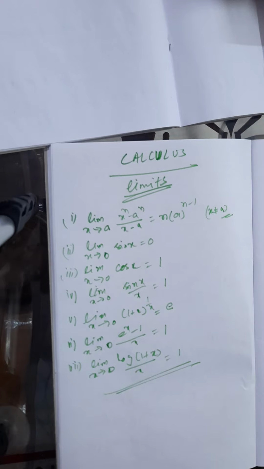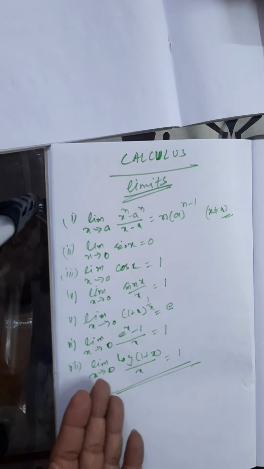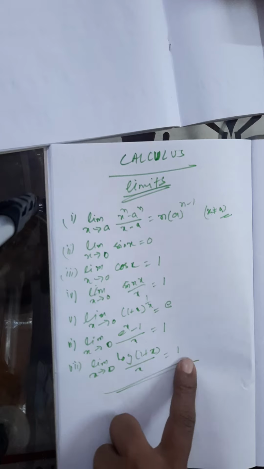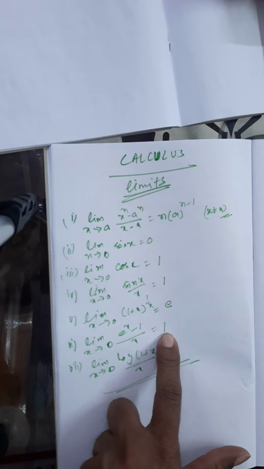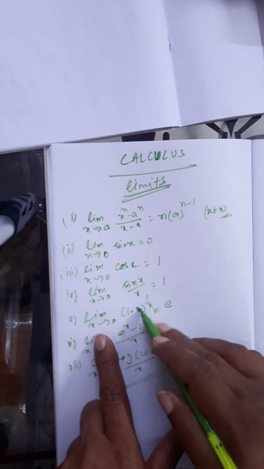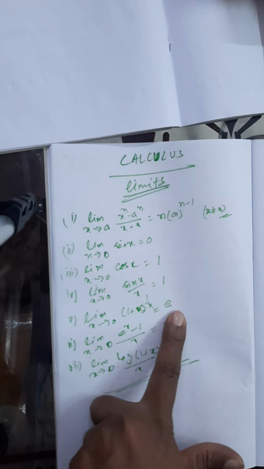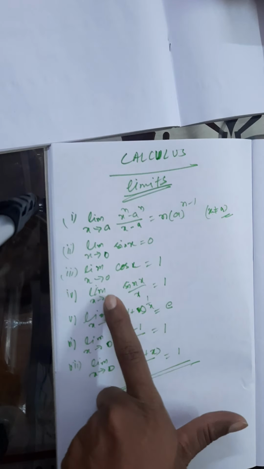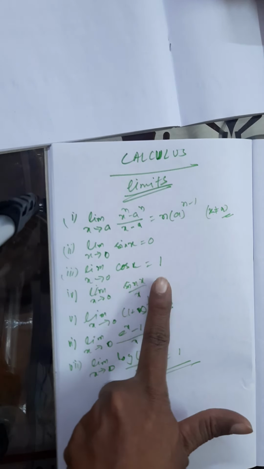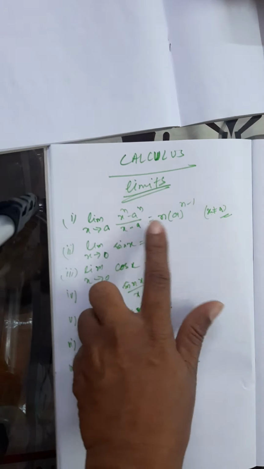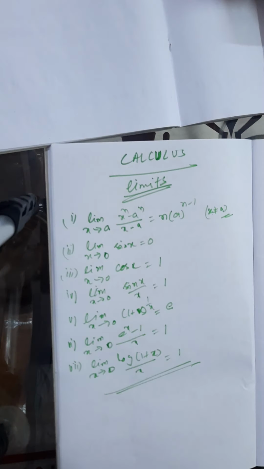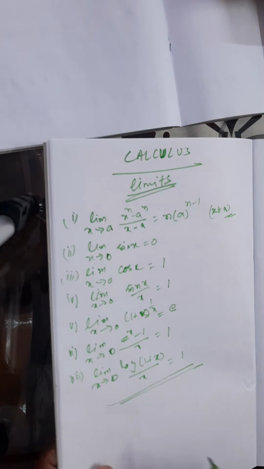Directly you can use them like this. Otherwise you have to substitute the value to get the answer. For competitive exams, sometimes you will get options 1, 2, 3, 4, where one of them is your solution. For (1 plus x) whole power 1 by x, you have to write e. And for sin x by x it is 1, cos x it is 1, and sin x it is 0. If the function is in this form, then it is n a^(n minus 1). So, we will solve a number of problems using these formulas.